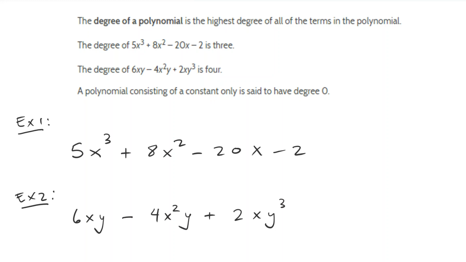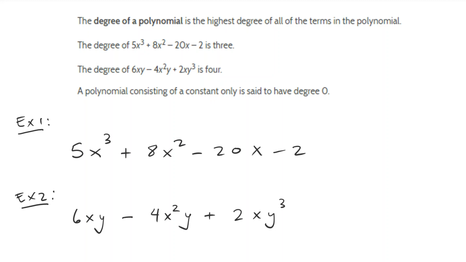Today we're going to talk about finding the degree of a polynomial. The degree of a polynomial is the highest degree of all of the terms in the polynomial. So the first thing you do is you look at each of the terms and you decide what the degree is for each of those terms. Once you've found that, the largest of all of those is the degree of your polynomial.